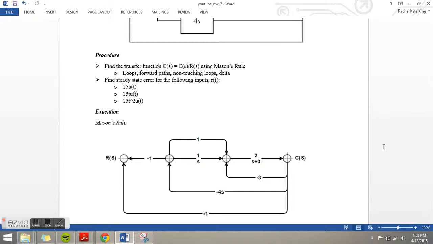So once we have the transfer function, we can evaluate this analytically instead of graphically. And these are the different inputs that we're going to use.